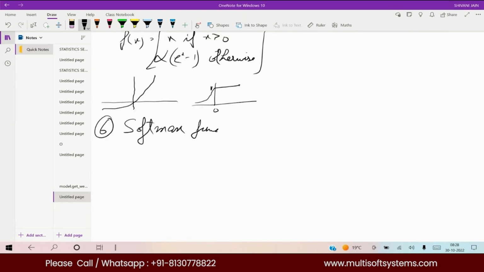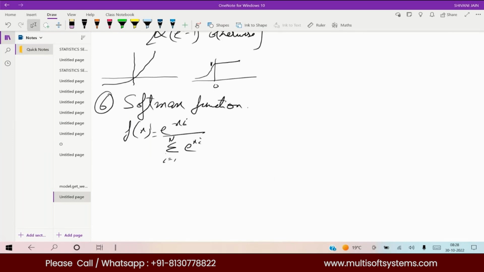Softmax, this is again an important function. The equation is something like this: f of x is equal to e raised to the power xi divided by the summation of i equals 1 to n of e raised to the power xi. So what does this mean? Let's suppose you have a neuron with these input values: 4, 2, 4, 8, 1. It will give the importance based on the magnitude. The more the magnitude, the more the value.